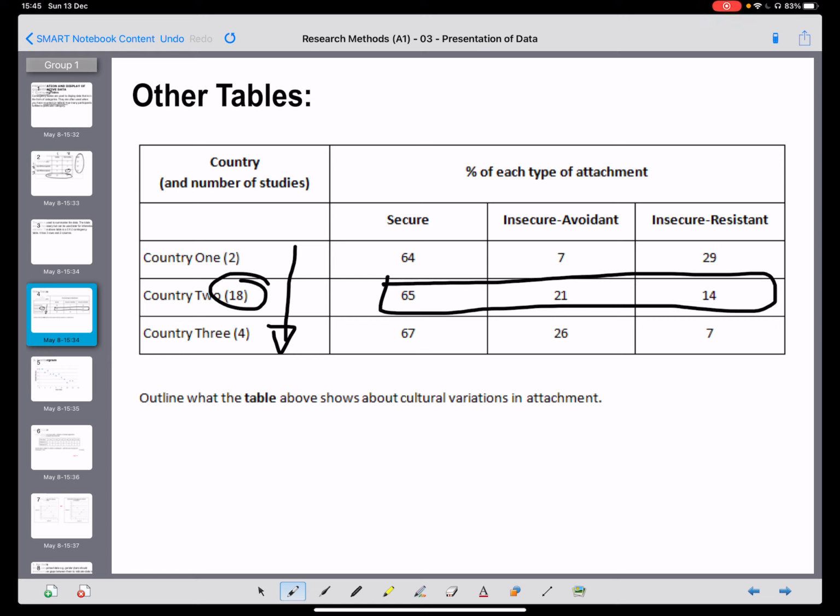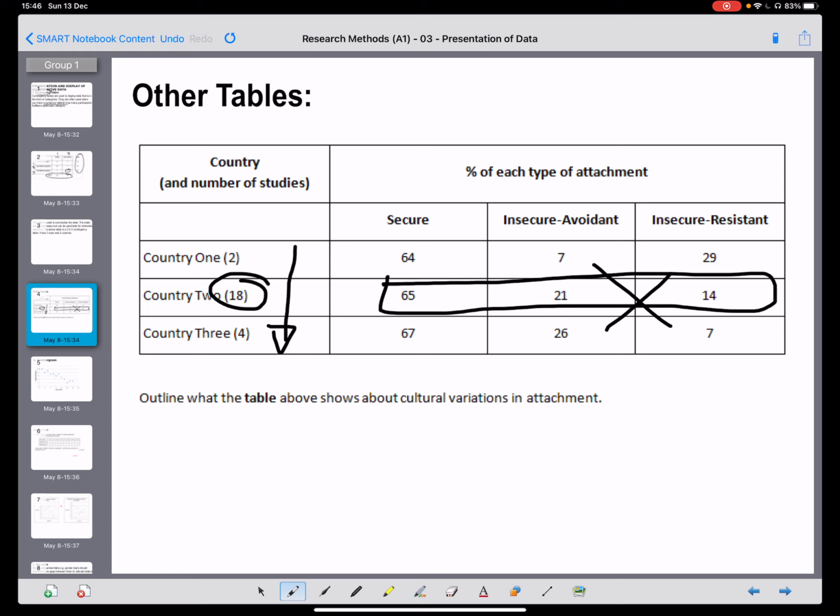So therefore we could perhaps make some kind of comment about how country 1 and country 3 have secure attachment of 64% and 67%, which is significantly higher than any of the other percentages. But we see that there's an interchange between insecure avoidant and insecure resistant, where country 3 has significantly more insecure avoidant at 26% compared to 7%, and country 1 has significantly more insecure resistant at 29% compared to 7%. Those are all numbers that I'm referring to in my description of the table.